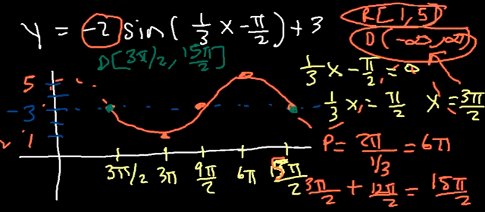So that's it for this video. That's how you can graph sine and cosine functions when you're given amplitude, vertical shift, phase shift, and if you're just given the equation. You know how to find everything now.